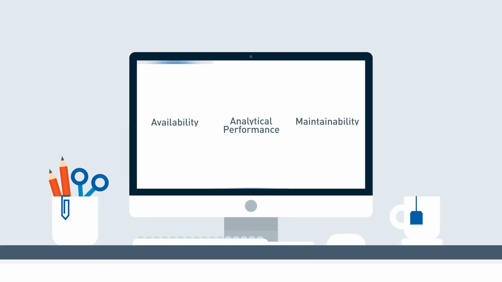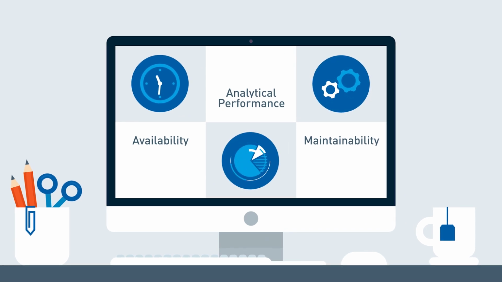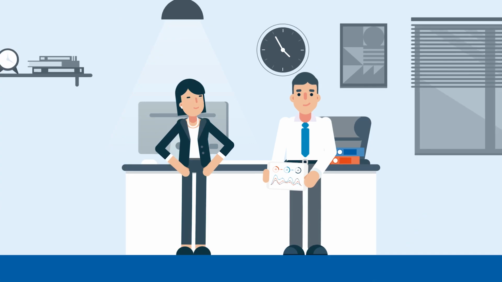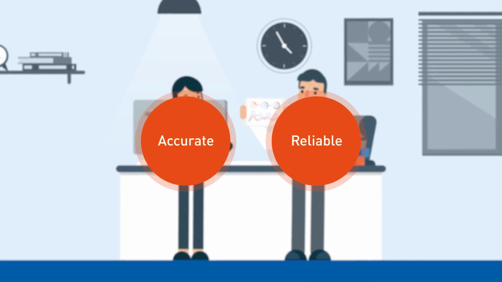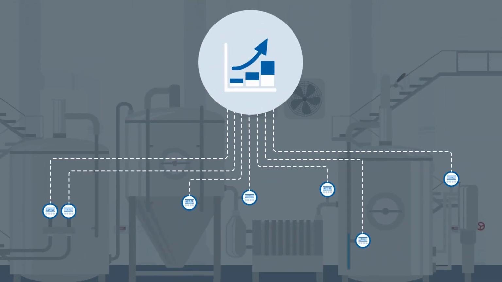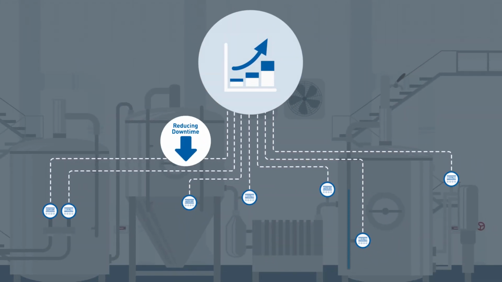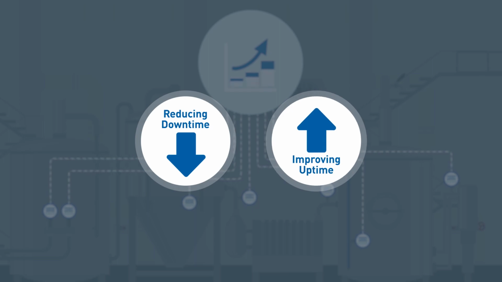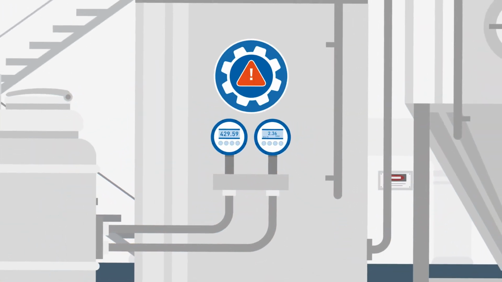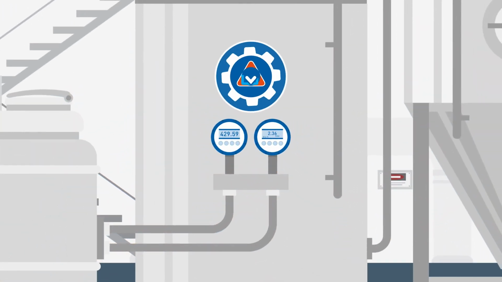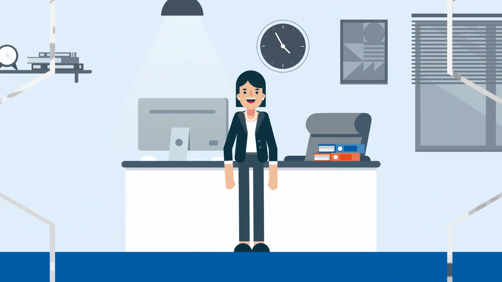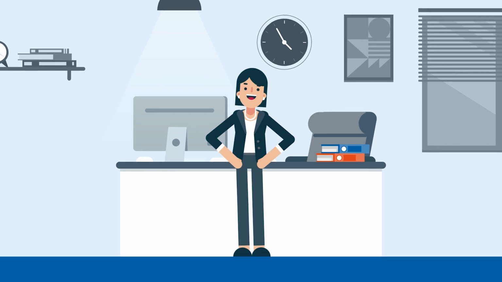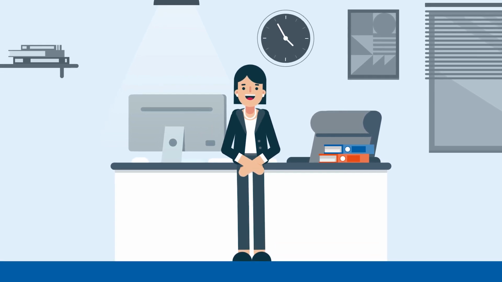CalSys focuses on three key functions: analytical performance, availability, and maintainability. CalSys helps us achieve optimal analytical performance, ensuring accurate and reliable data. It maximizes the availability of our analyzer equipment, reducing downtime and improving efficiency. Additionally, it simplifies maintenance tasks, making it easier to manage and maintain our analyzers. With CalSys, we have a comprehensive solution that addresses all our requirements.